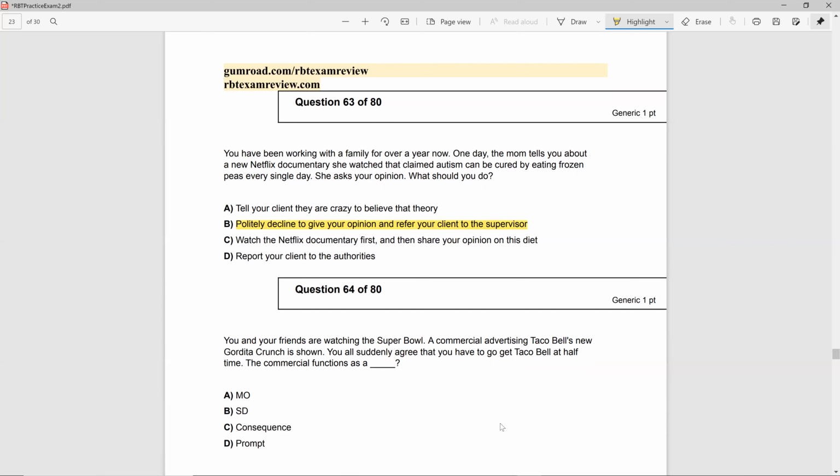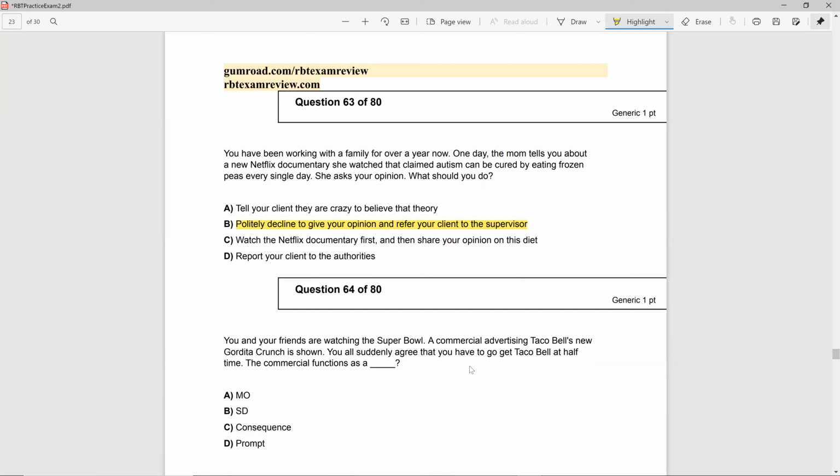Consequence. Now we need to ask ourselves, does the commercial in this situation make us want this item, or does it signal this item is available? Okay. Now, Taco Bell, right? We agree that we have to get Taco Bell. Taco Bell has been available from the start of the Super Bowl, right? At any point during the Super Bowl, we could have gone to Taco Bell and gotten Taco Bell, right?